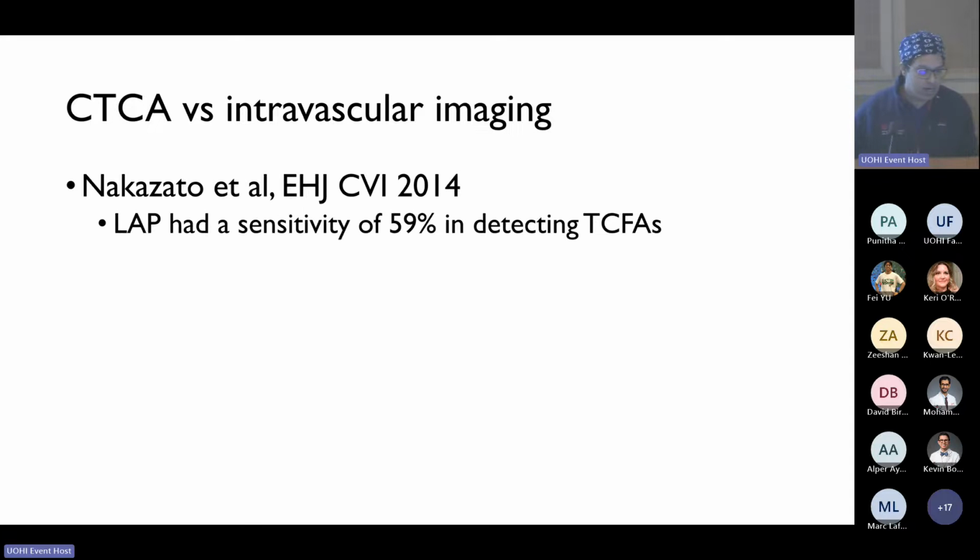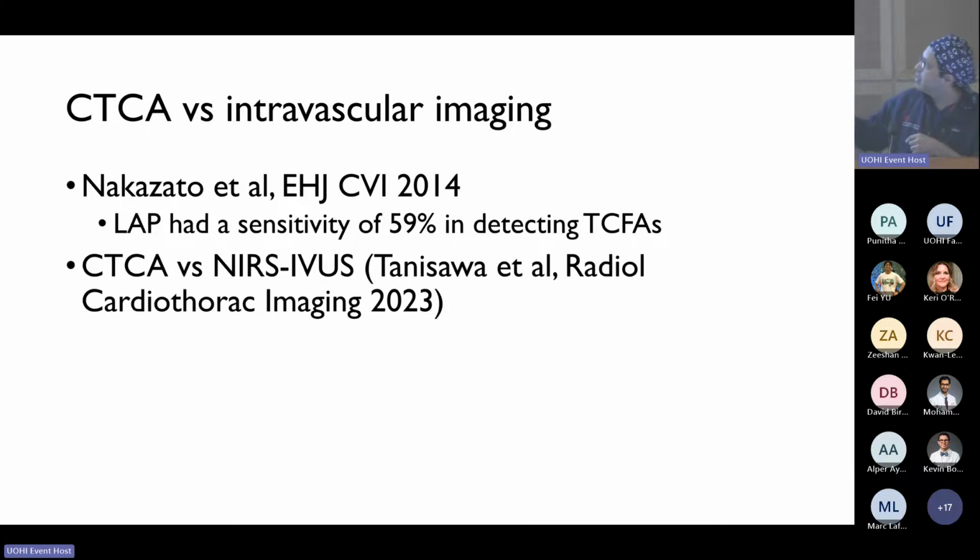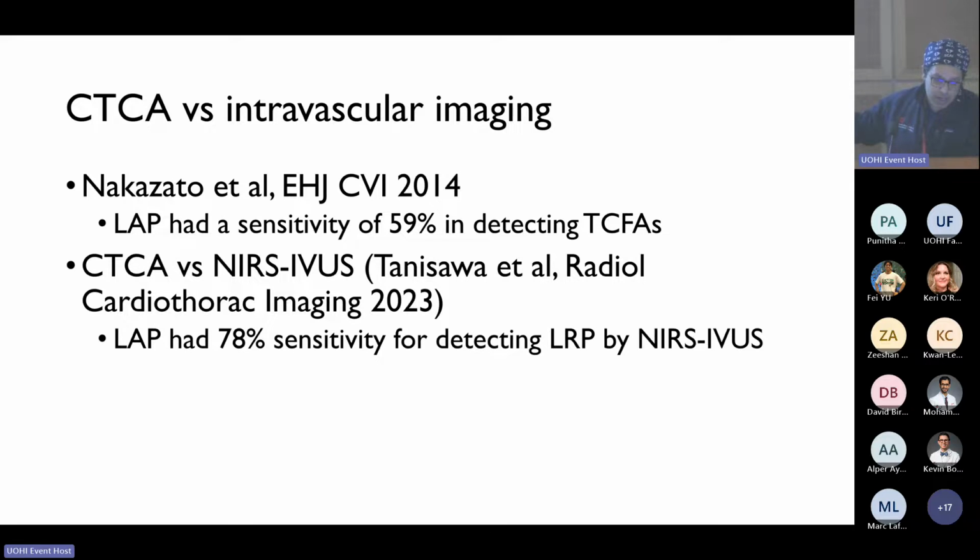There was one in 2014, which found that low attenuation plaque, which is one of the more reproducible markers of plaque vulnerability on CT, had a 59% sensitivity in detecting thin-cap fibroatheroma, which had been seen by OCT, which is currently the gold standard for picking up thin-cap fibroatheroma. CT versus NIRS-IVUS, this study was done in 2023 and published in a very prestigious journal, found that low attenuation plaque had a 78% sensitivity.